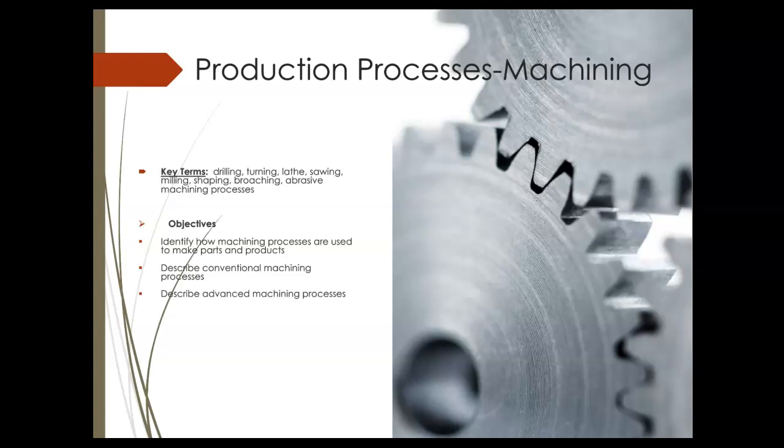Our objectives here are to identify all of the different types of machining processes that we use to make parts and products. We're going to describe the conventional machining processes, and we're going to do a little bit this week about describing advanced machining processes as well.